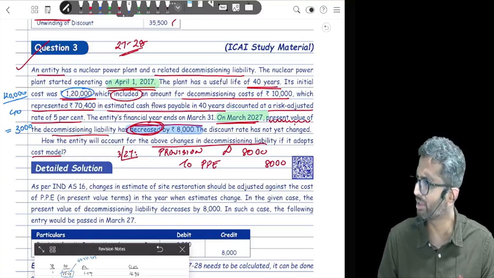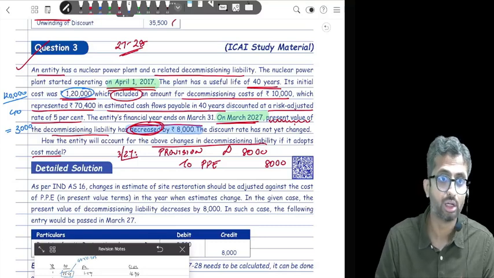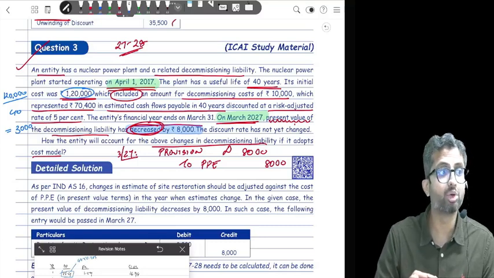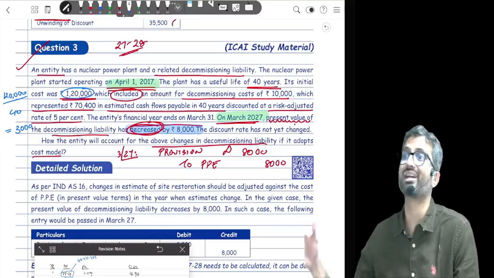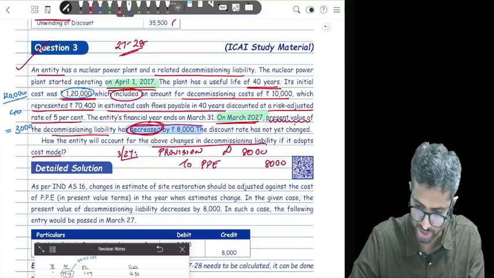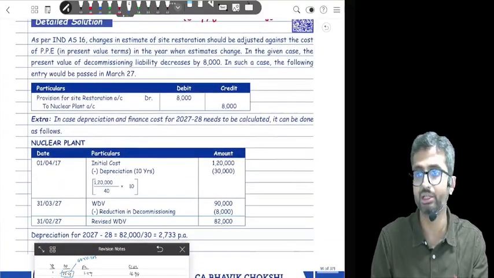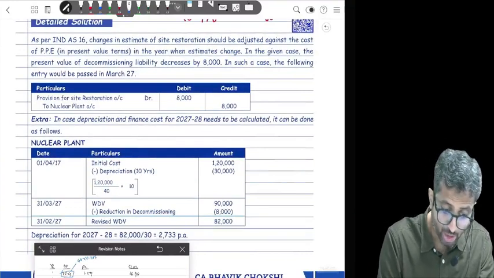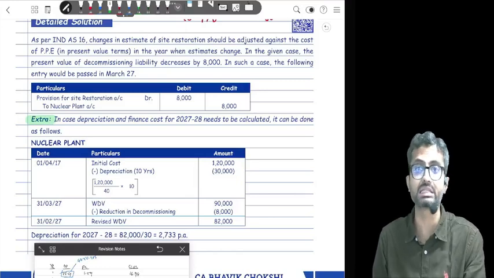Achha, will that 90 remain the same? Increase or decrease? Decrease by what? So now your revised WDV is 82. Now this 82 will be depreciated prospectively over the remaining 30 years. 82,000 divided by 30. You will be left with 2,733 per annum. Achha. While you are revising, you might also see things like this, which is written as extra.